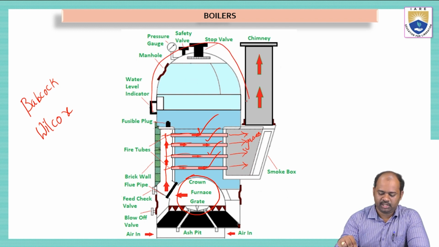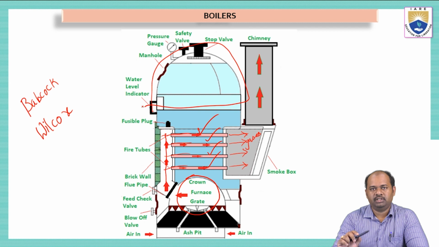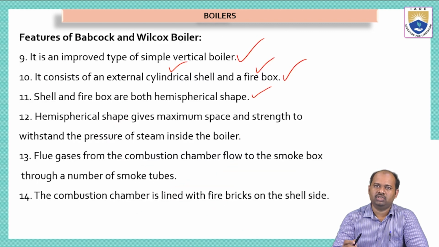This is hemispherical in shape. Because of this shape, it has more strength when compared to a rectangular or a square box. It has more strength to withstand the steam pressure. More the pressure, more the weight that is kept on the inside of this hemispherical wall. So that is why it can bear more pressure. That is why it is designed in this hemispherical shape.